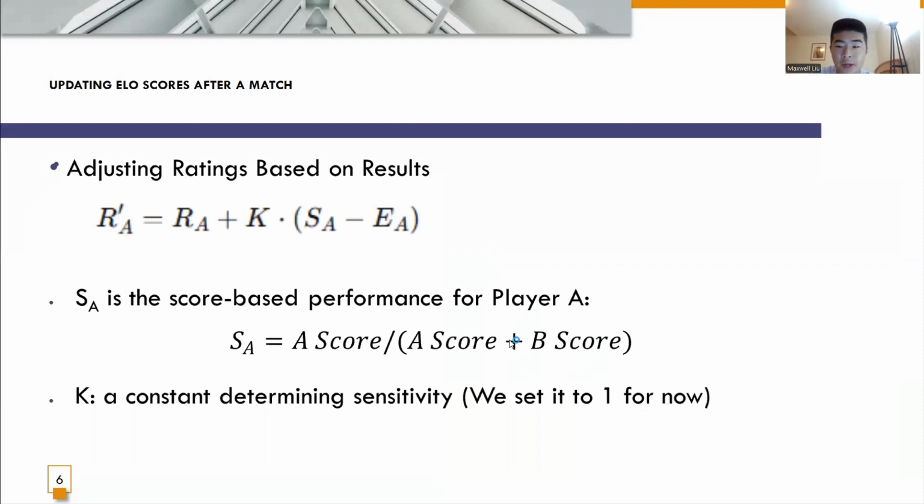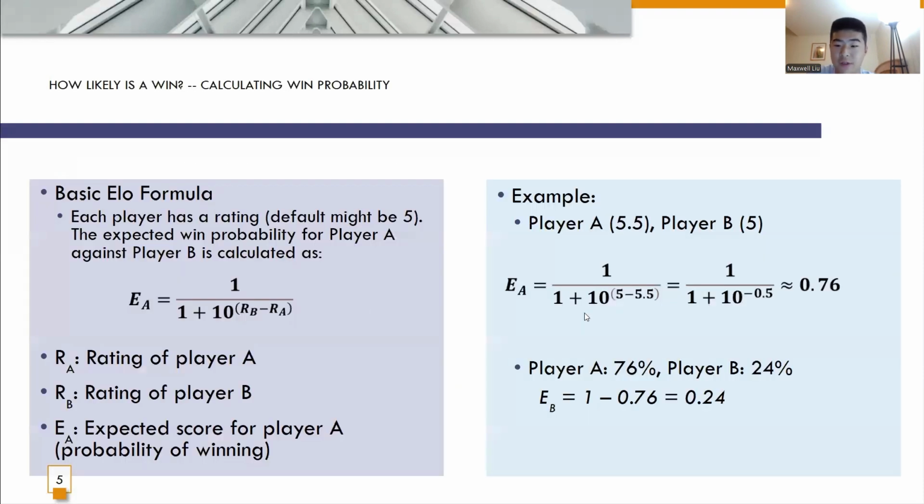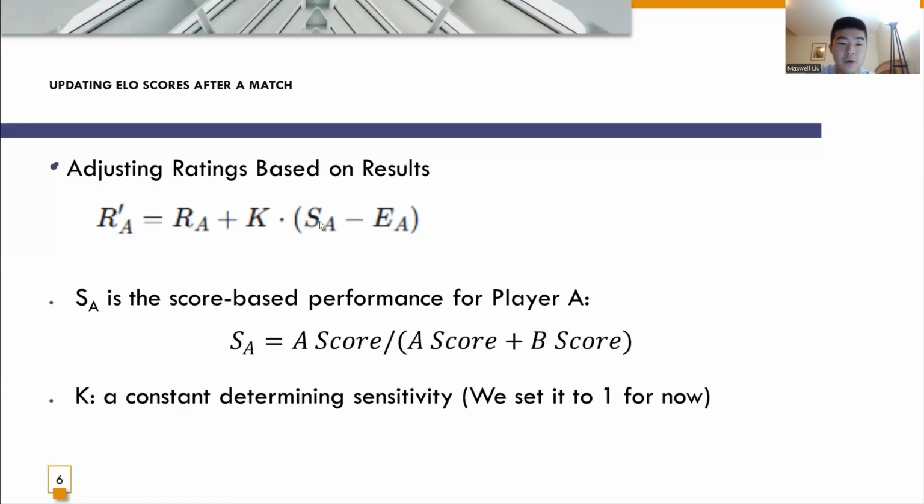So by adjusting ratings, we can use the formula R prime of A, which is the new rating after the match is ended for player A. And R of A represents the rating originally, which was 5.5, as we can see here, player A. So we can also use S of A in this formula. And S of A is the score-based performance for player A. And this would mean A score is like how many games player A wins during the match.